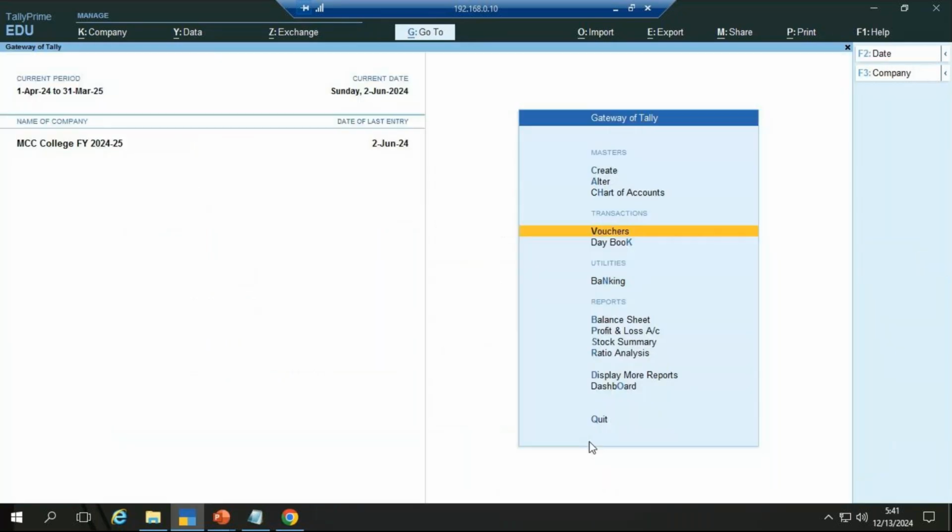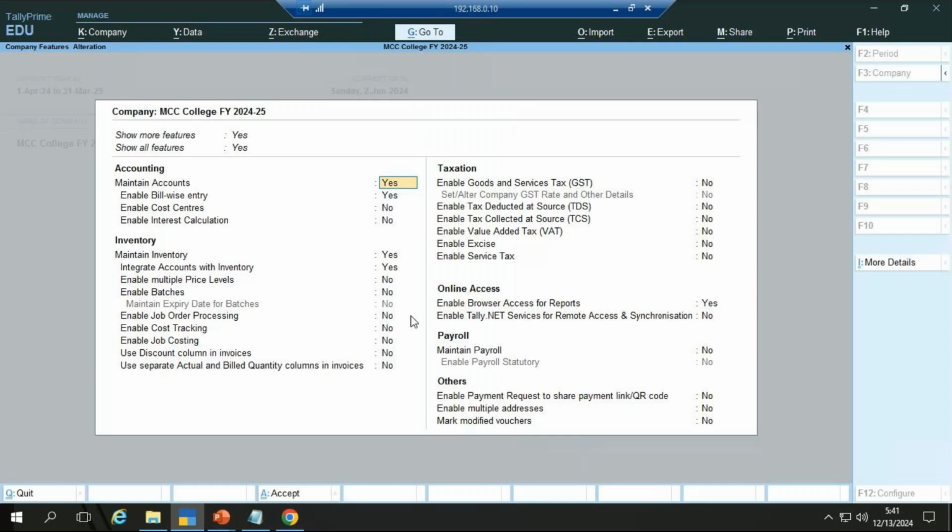You just send me a photo of it, I'll check and get back to you. Yes, ma'am. I'm looking. I have received that, ma'am. The company name I have created shows accounting and inventory. Okay. Do you have a cost center? No, ma'am. I have only maintain accounts and enable the bill wise entry. Here you have the option.